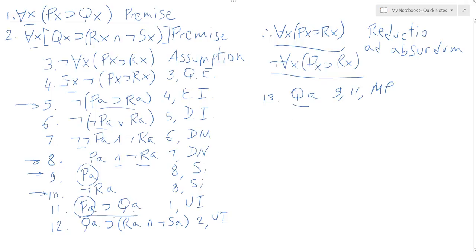Oh, but look, now we got QA, and we can do the same thing over here with line 12, because line 12 is also a conditional, and this is the antecedent, QA, and again we have a match with line 13. So by modus ponens, we can infer this stretch here, RA and not SA, and this will be 13 and 12 modus ponens.